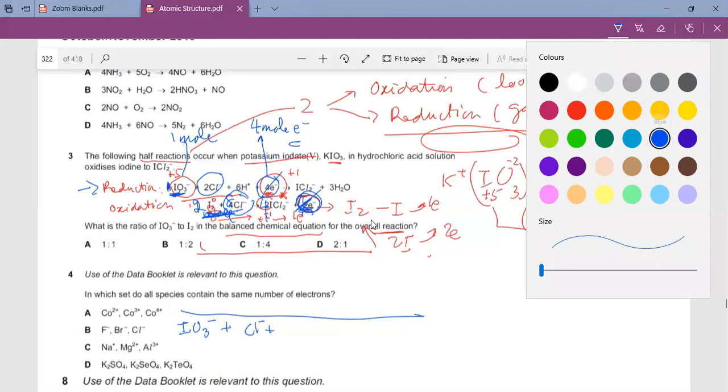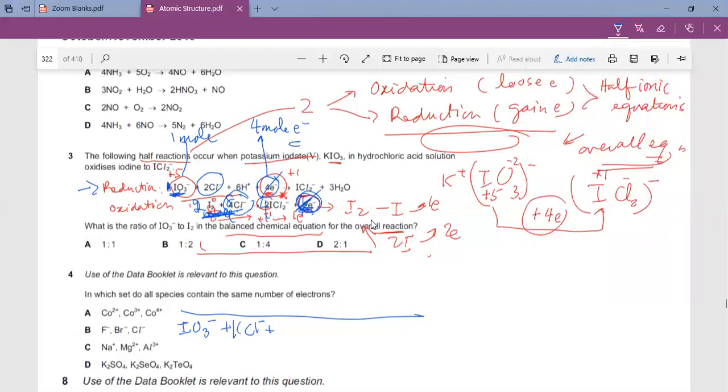Okay, it should be 10. Then hydrogen here are 6H plus. And now how many of your I2 is 2 there? 2I2. See now, all the things here. So ICl2 minus is the same as here. So 4 plus 1. So it's 5 now. 5 ICl2 minus, okay? Plus, of course, water, 3H2O. Now, this is the overall equation.